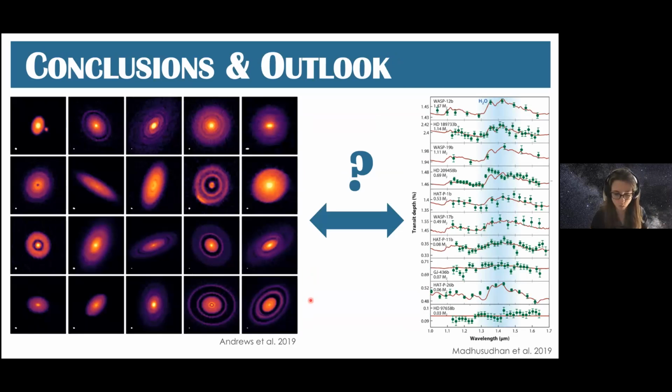So coming back to the question that I posed in the beginning, how can we link these planets that we're now starting to understand better to their formation environment?